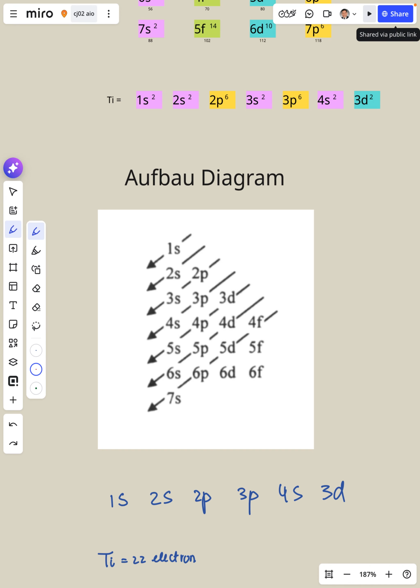This diagram is called the Aufbau diagram. We can use this diagram to produce electronic configuration of atoms or ions. You notice that there are 4 subshells in this Aufbau diagram. They are S. These are all the S. P subshell, D subshell, and F subshell.